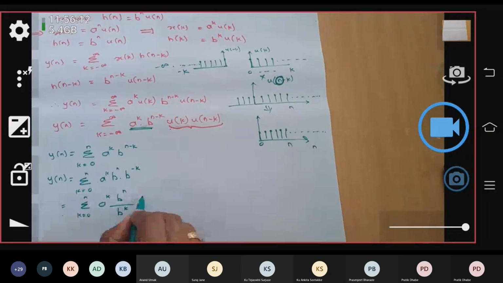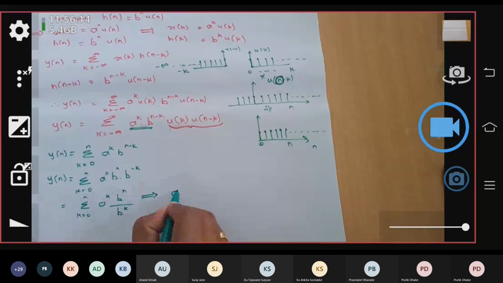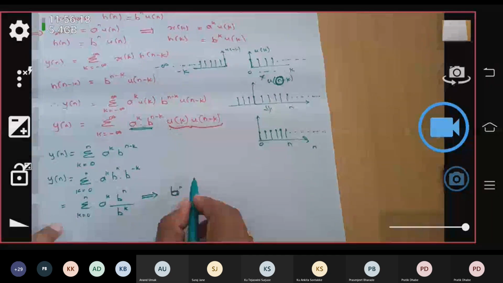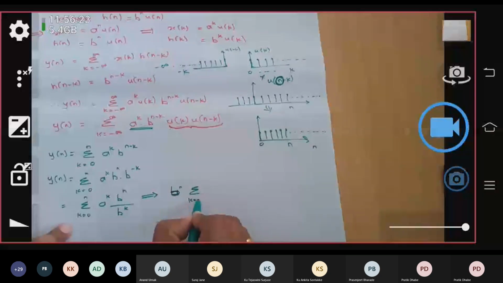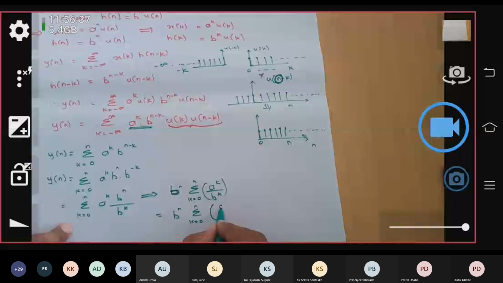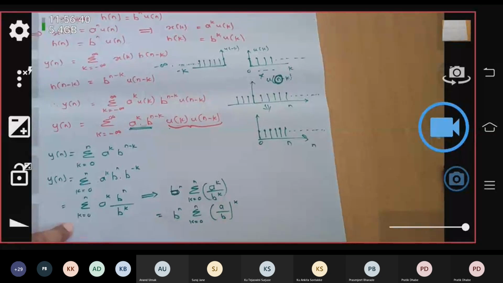Okay. So what I can further do is I can take b raised to n outside, because b is not actually a function of summation, and I can write inside the summation k equals 0 to n a raised to k by b raised to k. This is equal to b raised to n summation from k equals 0 to n a by b raised to k. Okay, a by b raised to k.